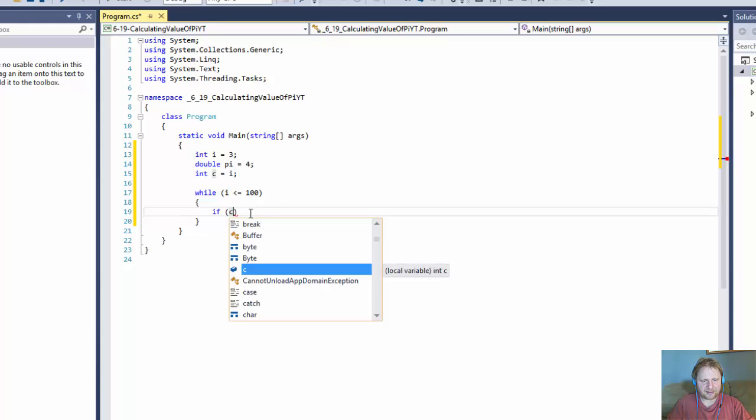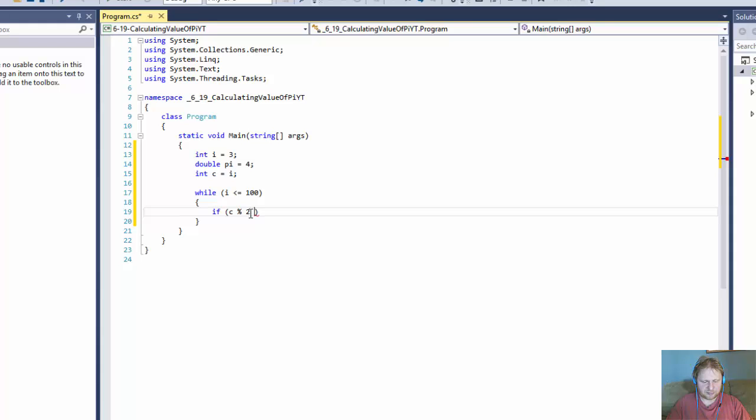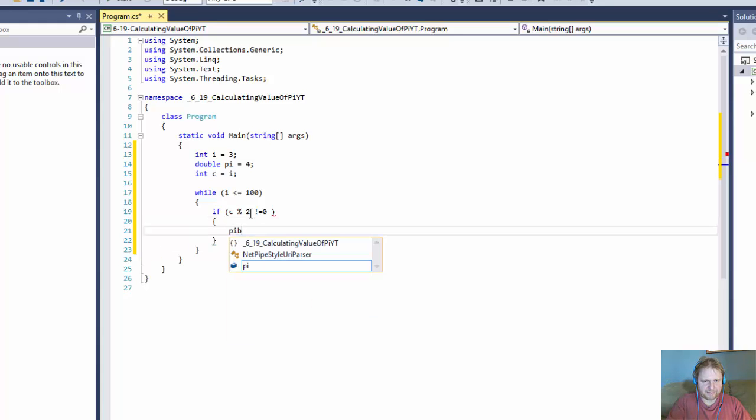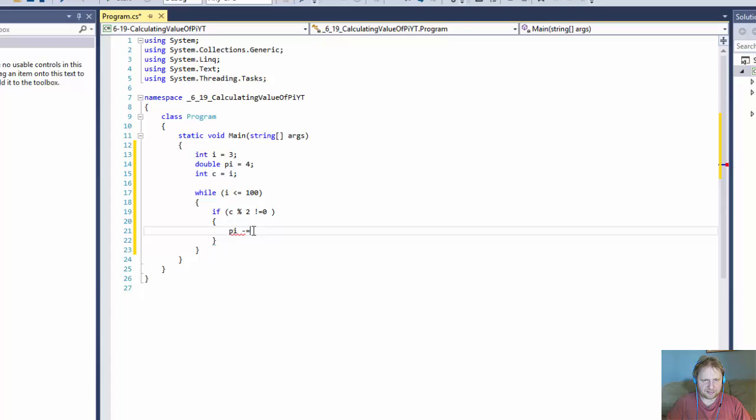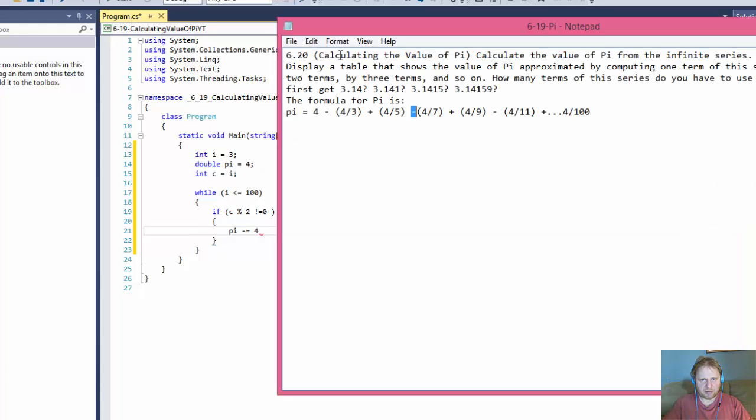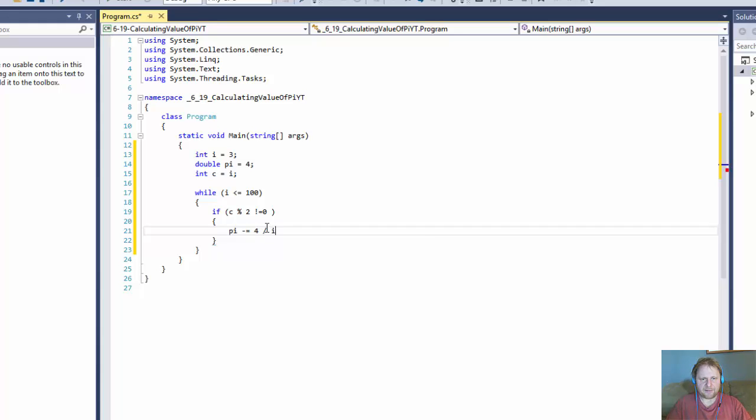Let me show you, let's then explain. So if C mod 2 not equals 0, in other words, if this is an odd iteration, then our pi is minus, remember, our first one is minus, our second one is plus, third one is minus, so we will deduct. And what is it? It is the 4, remember they all have 4, the denominator is always 4, divided by I. The I is the denominator, in order, so we will increase C++ after this.